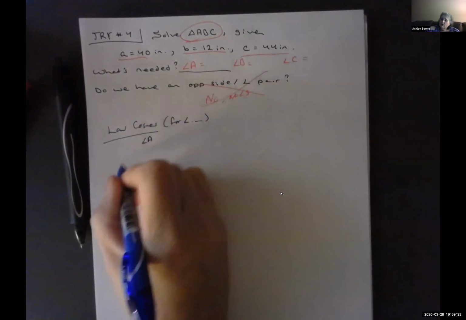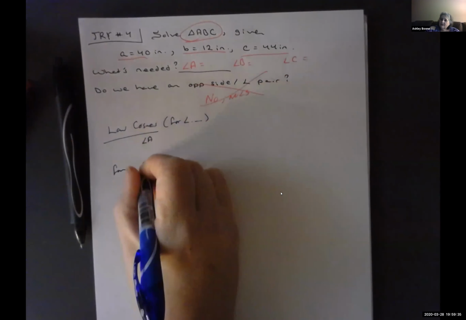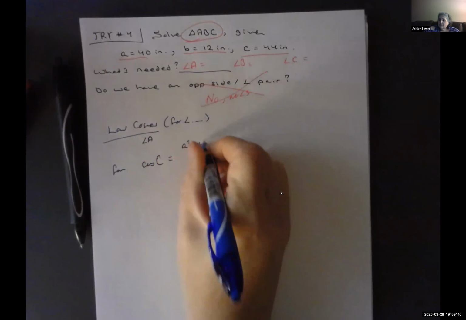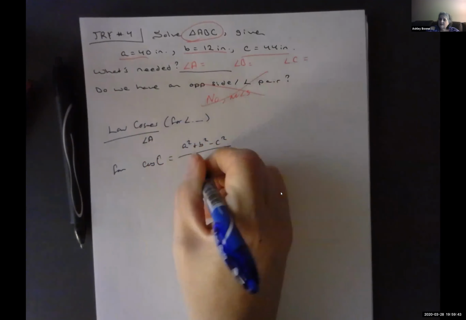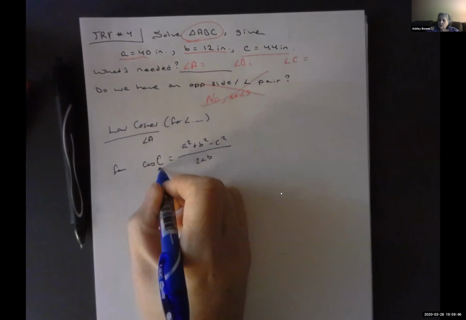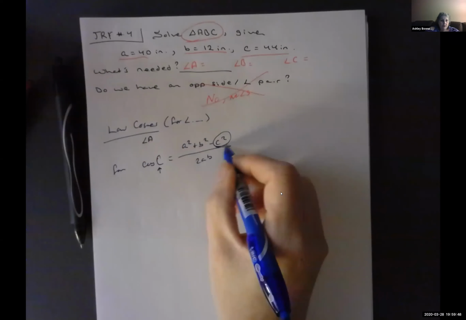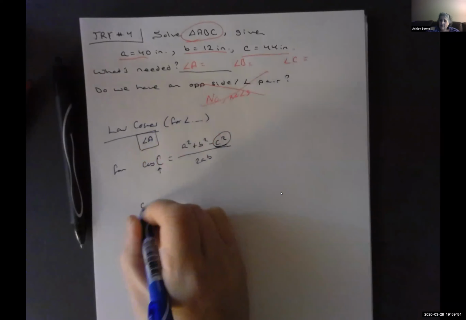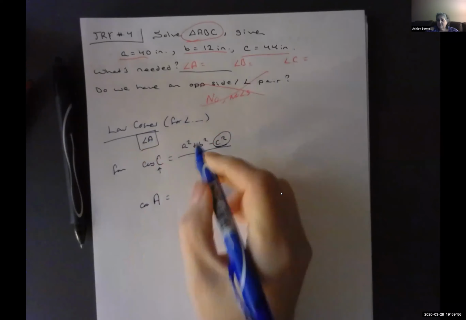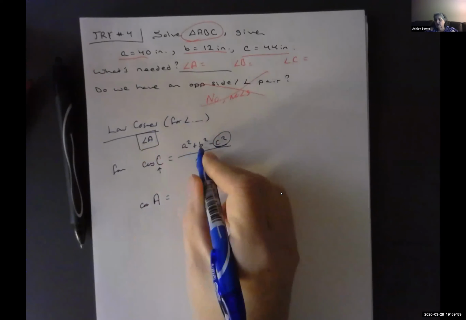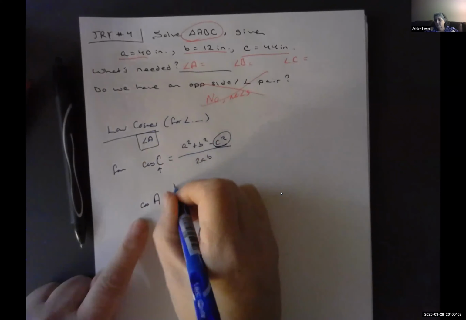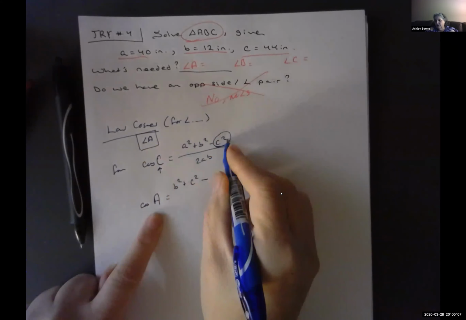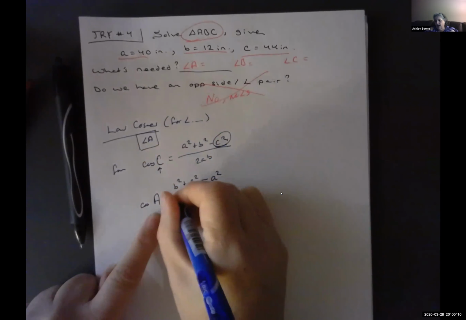Remember the form when you're looking for an angle: cosine of the angle is equal to a squared plus b squared minus c squared over 2ab. This is when your angle corresponds to the side squared that's being subtracted. In this case, I'm looking for angle A. So the cosine of angle A is equal to the sum of the squares of my other two sides, b squared plus c squared, minus the part that's being subtracted, which corresponds to angle A, so a squared, over 2 times the other two.